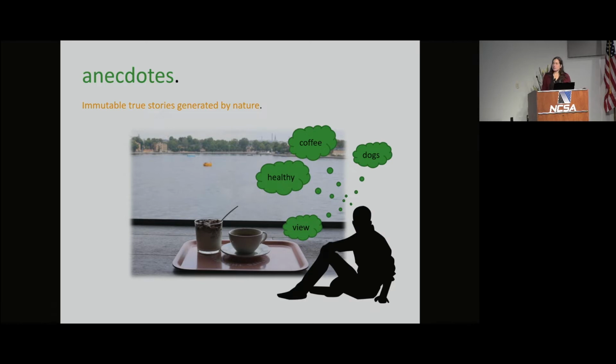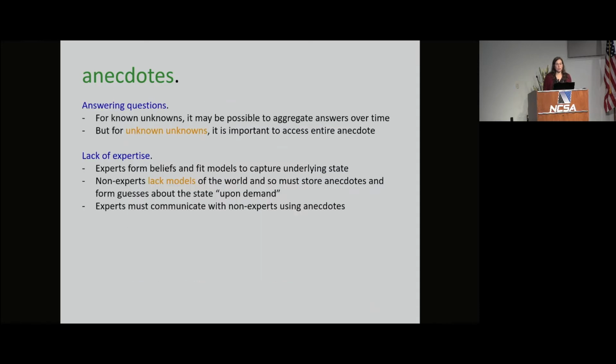So why, you might think, if I want to answer questions about the quality of coffee in Stockholm, wouldn't I be much better off fitting some model of coffee quality and talking to you about that model? So why do we remember anecdotes, and why do we talk to each other by telling each other anecdotes? I think there are two driving reasons for this.